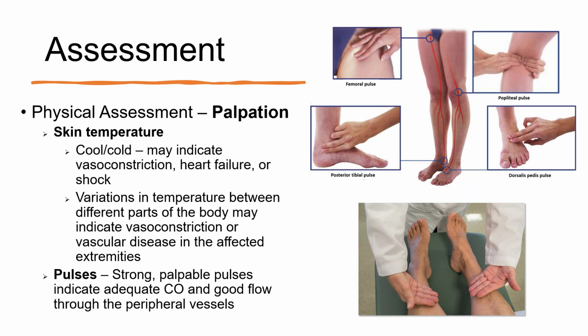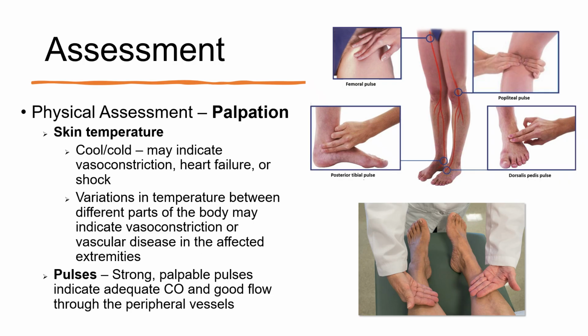Moving on to palpation. So this is where you're touching the skin. We're going to look at skin temperature. So if you have an extremity that is cool or cold, it could mean that there's lack of blood flow, vasoconstriction, heart failure, shock. If there are different temperatures in different parts of the body, there could be some type of vascular constriction or vascular disease.